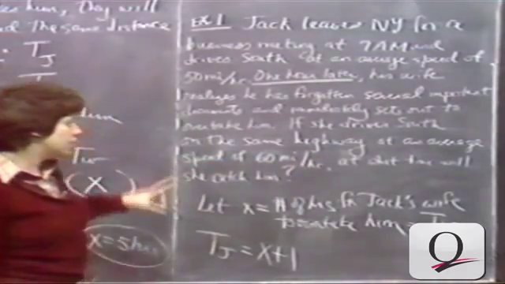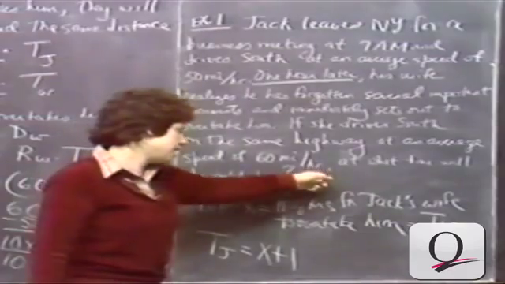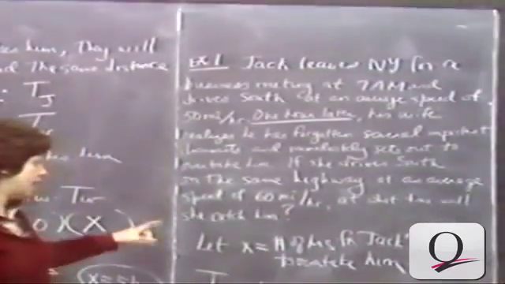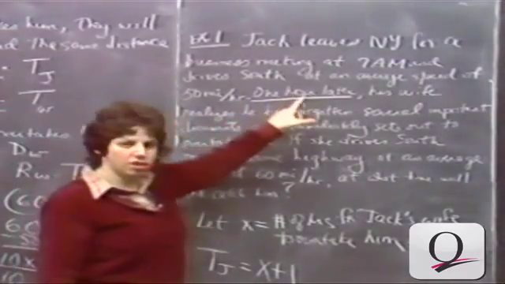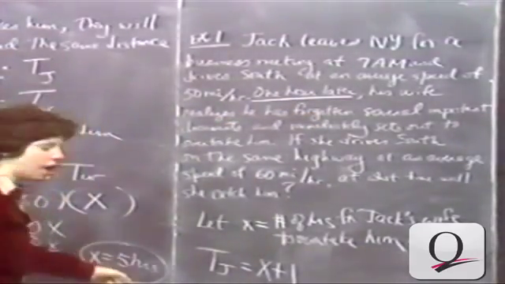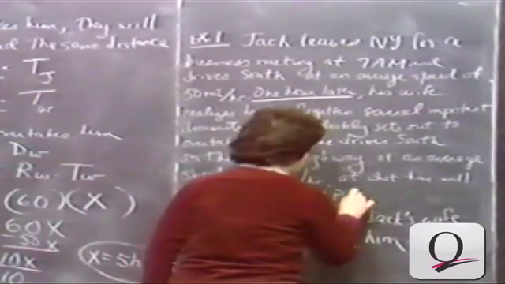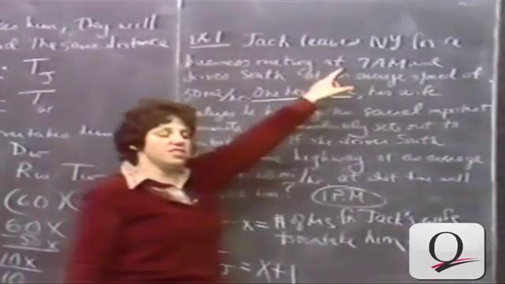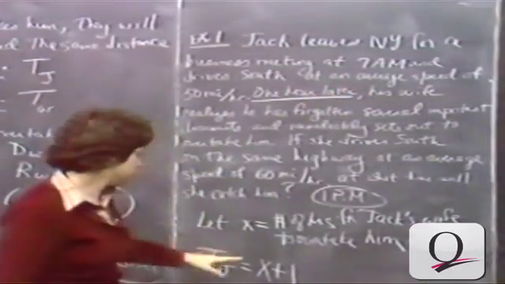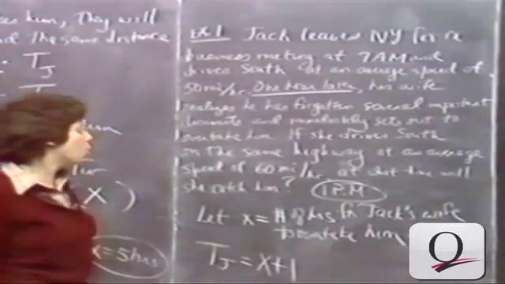The question, however, always make sure you're answering the question that was asked here. At what time will she catch him? She starts at 8. She travels for 5 hours, so she will catch him at 1 p.m. Or you could say he starts at 7, and he travels x plus 1, 6 hours. So once again, 1 p.m.